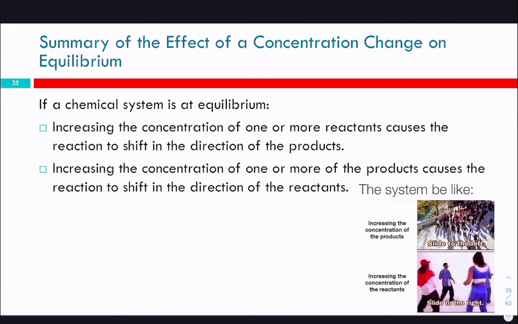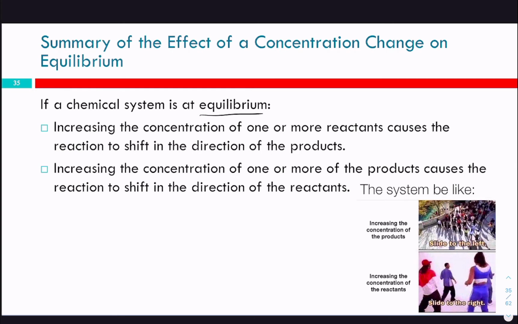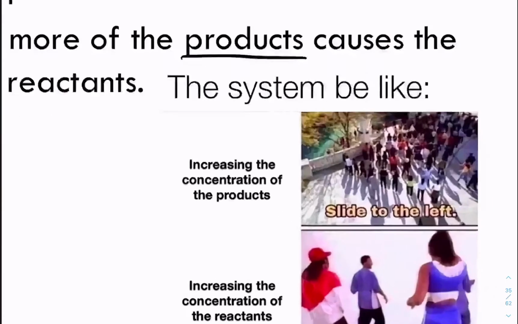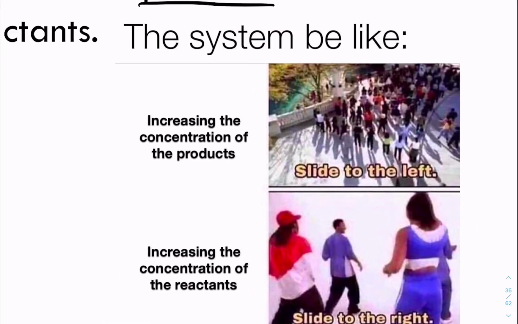Again, those static images don't do much. So if a chemical system is at equilibrium, which everything we're doing right now is, increasing the concentration breaks that equilibrium. Increasing the concentration of one or more reactants causes the reaction to shift to the right, and increasing the concentration of one or more products shifts it to the left. So adding reactants shifts it to the right, adding products shifts it to the left.